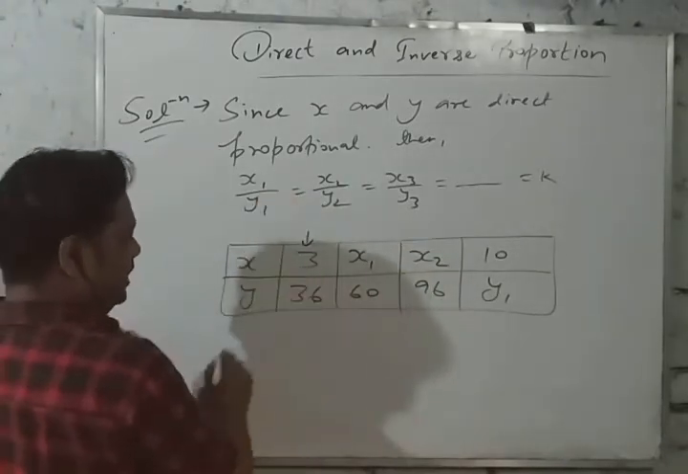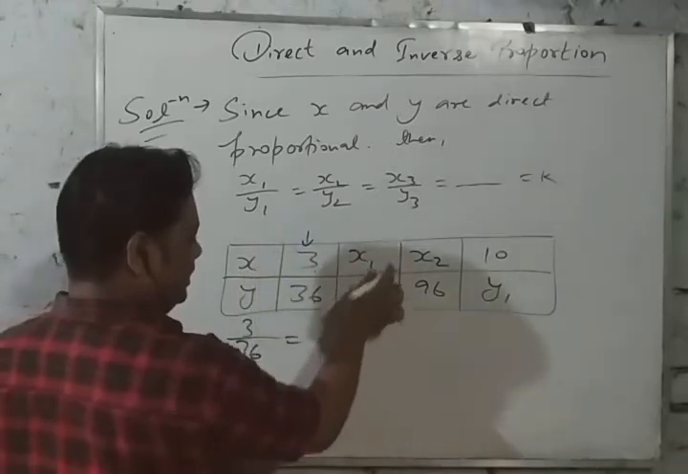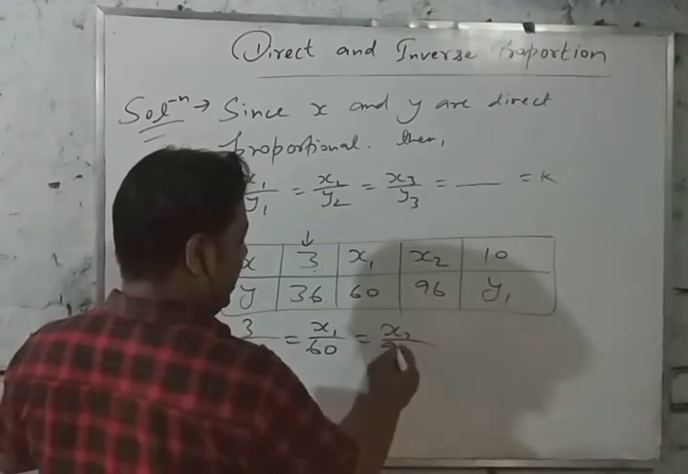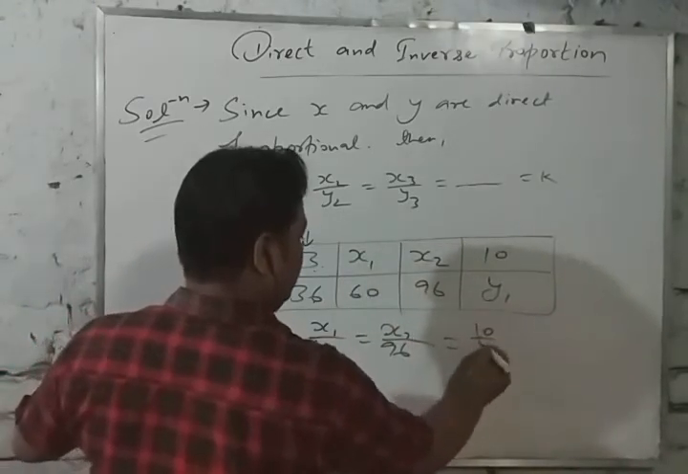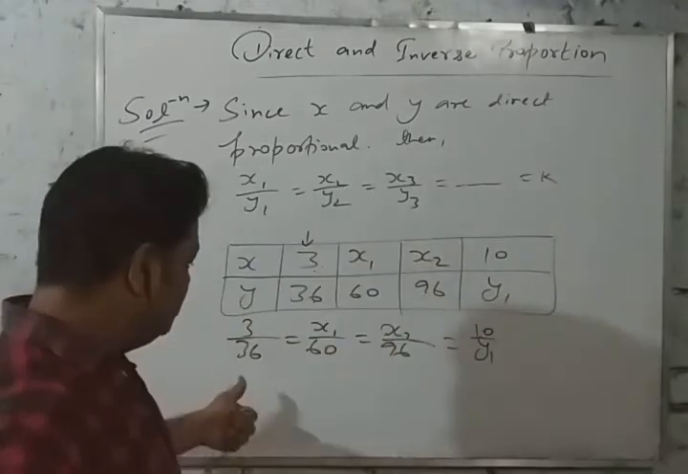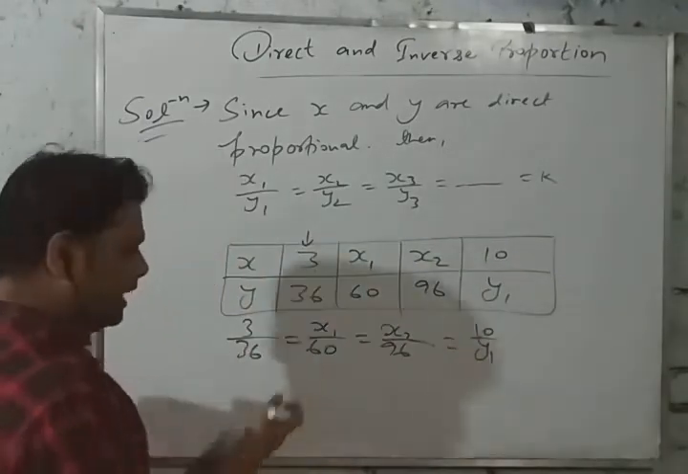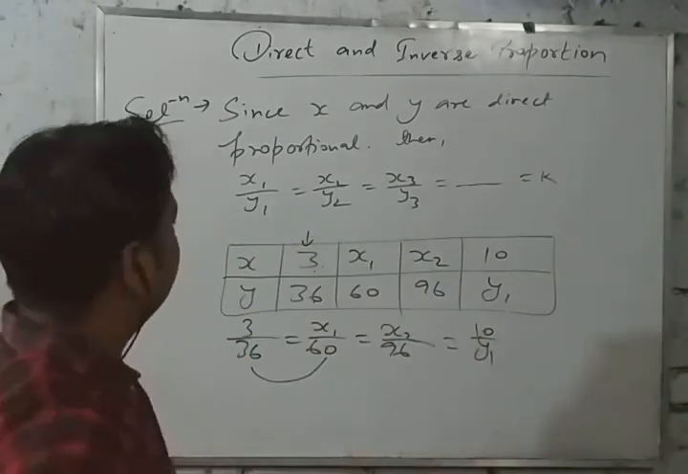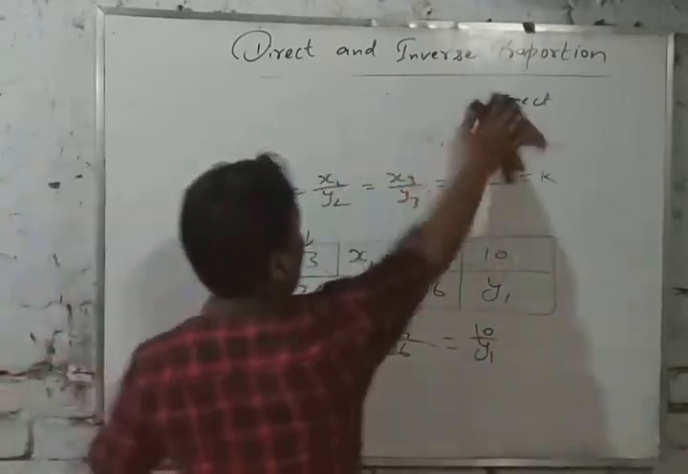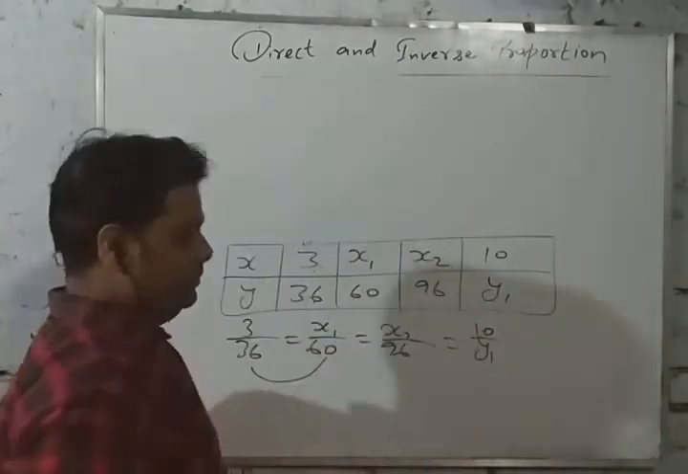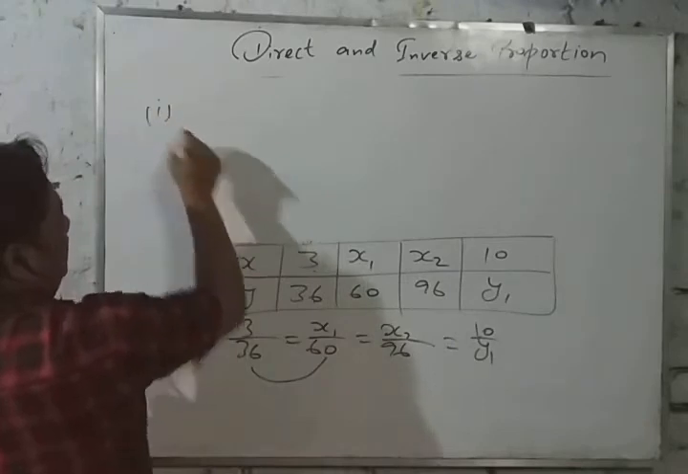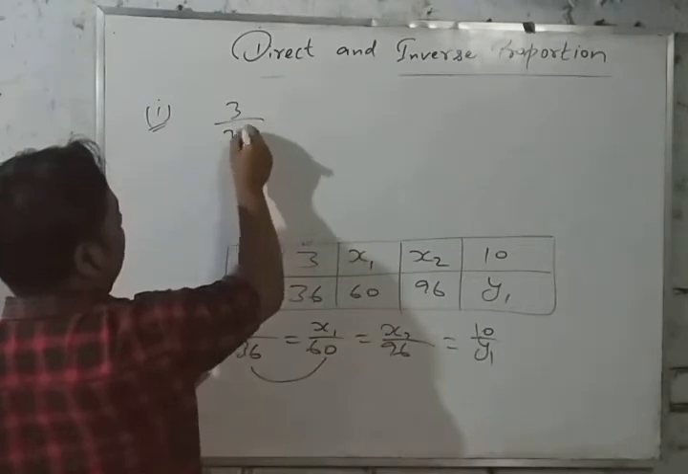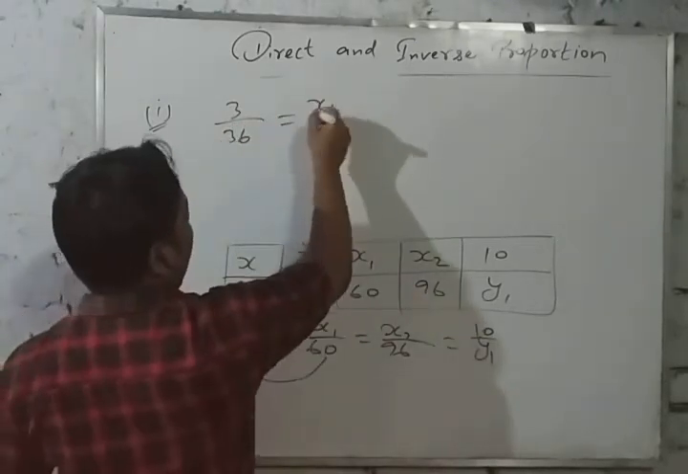We can write x1 by y1 as 3 by 36, then x1 by 60 equal to x2 by 96 equal to 10 by y1. Since these are all equivalent to each other, we can take any two, the first one and the second one at first. If we are finding x1, then 3 by 36 is equal to x1 by 60.